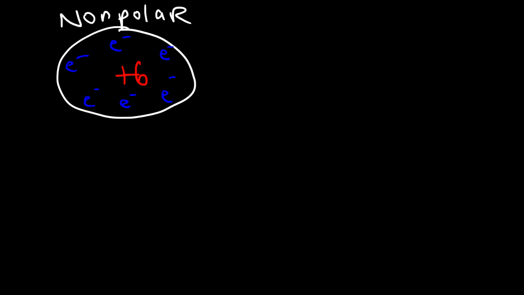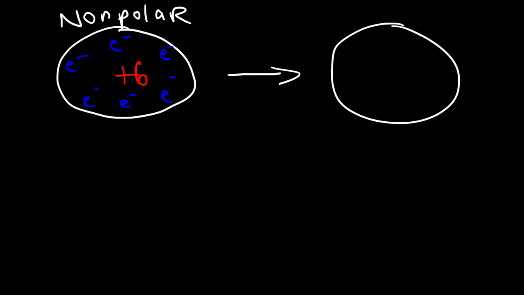Now, as these electrons are constantly moving about in the atom, there's going to be a moment where there's going to be more electrons on one side as opposed to the other side. So due to the random motion of the electrons about the nucleus, at some point, most of the electrons might be on the left side, and some will be on the right side. And so now, we have an uneven distribution of electrons. So this atom is temporarily polarized.